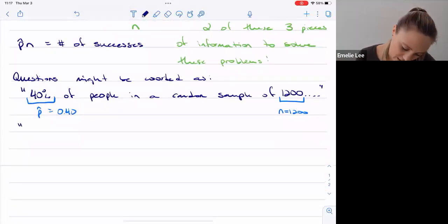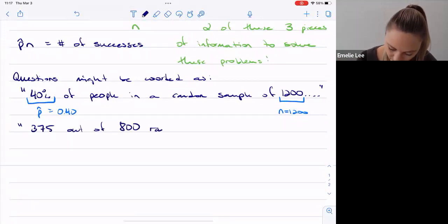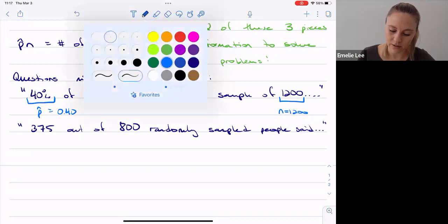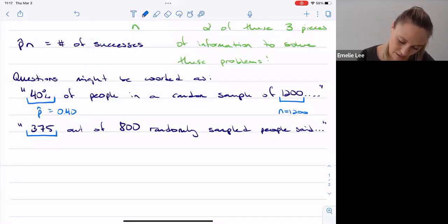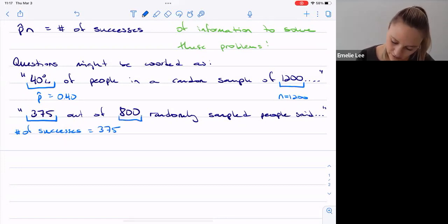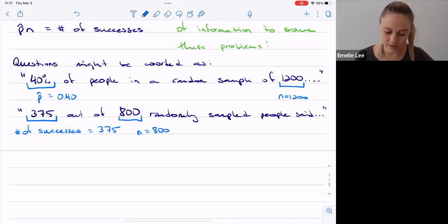Or we might say 375 out of 800 randomly sampled people said blah, blah, blah, blah. Right, so now you have the number of successes is 375 and your n is 800 in this case.